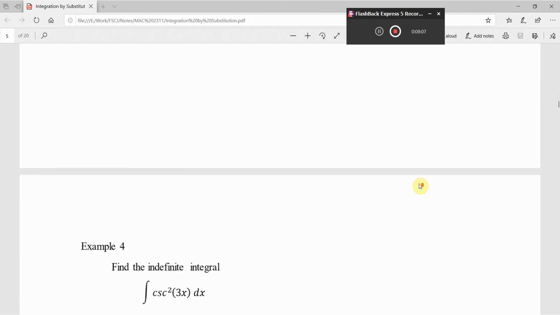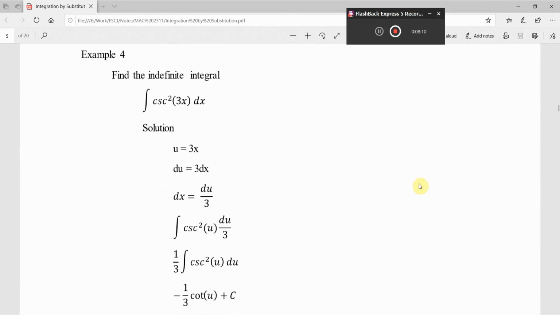Let's take a look at another example here. So, example 4, find the indefinite integral of cosecant squared of 3x. Well, again, u is equal to 3x, the stuff inside my grouping symbol. du is equal to 3 times dx. That gives me that dx is equal to du over 3. And now when I do my substitution, this gives me the antiderivative of cosecant squared of u times du over 3.